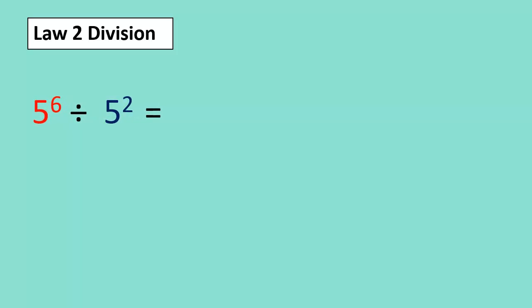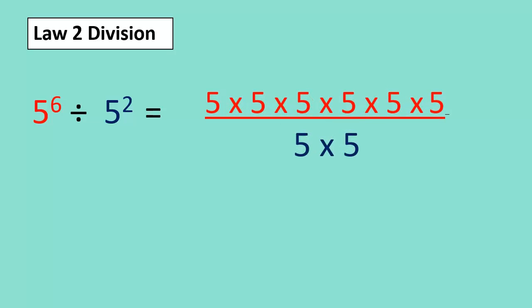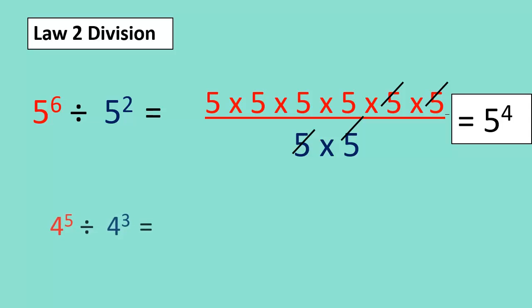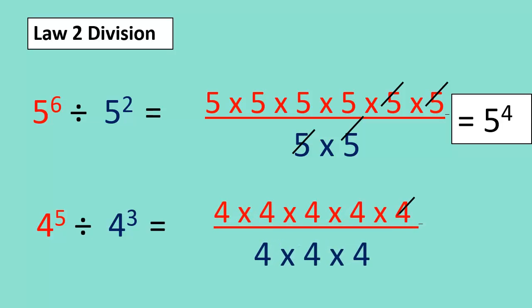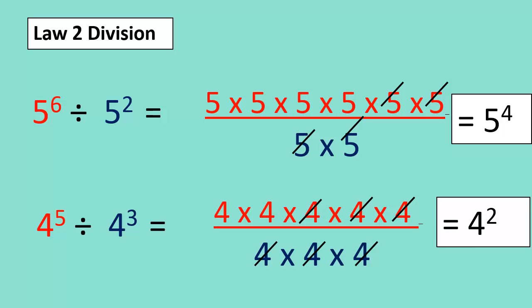Second rule, division. 5 raised to 6 divided by 5 raised to 2. So I will write 5 six times and 5 two times. Let's cancel. 5 ones are cancelled. What is left? 5 four times. So we write in index form 5 raised to 4. Second example, look here. Let's cancel, and what is remaining?